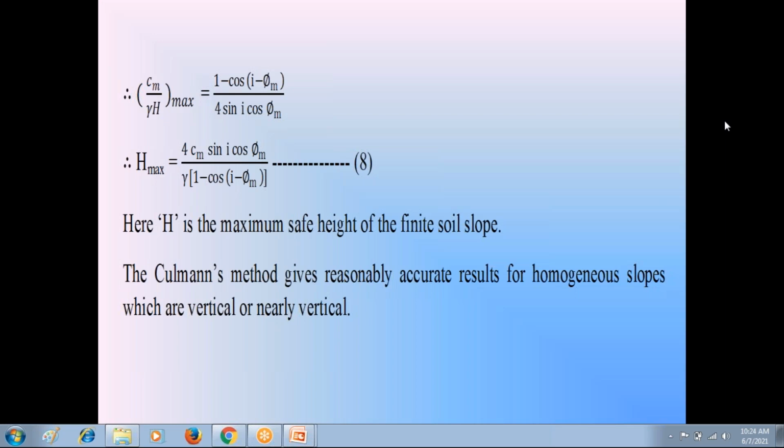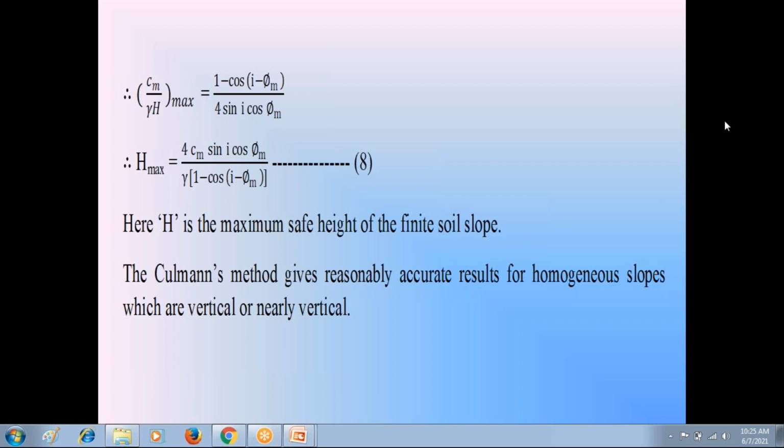That is equal to half into cosecant i into secant phi m into sine of i minus alpha into sine of alpha minus phi m. The stability number becomes maximum when dSn by d alpha is 0, because the stability number depends on angle alpha. So we complete the differentiation. From the differentiation we get alpha equal to i plus phi m by 2. That is called the critical angle for the maximum stability number.